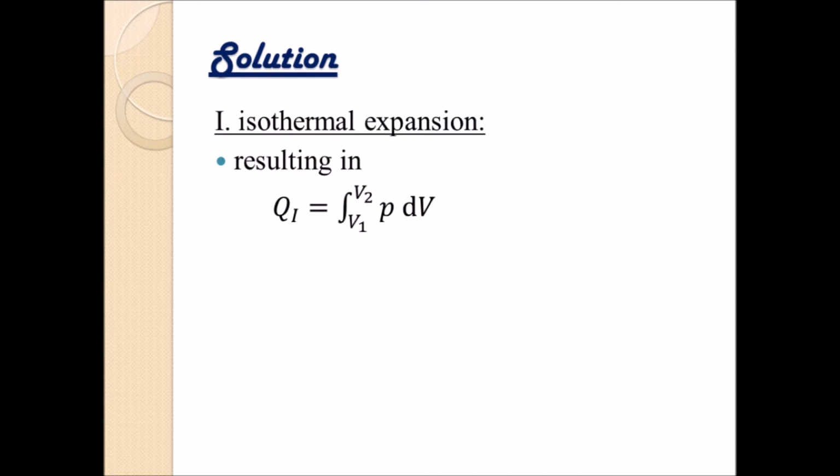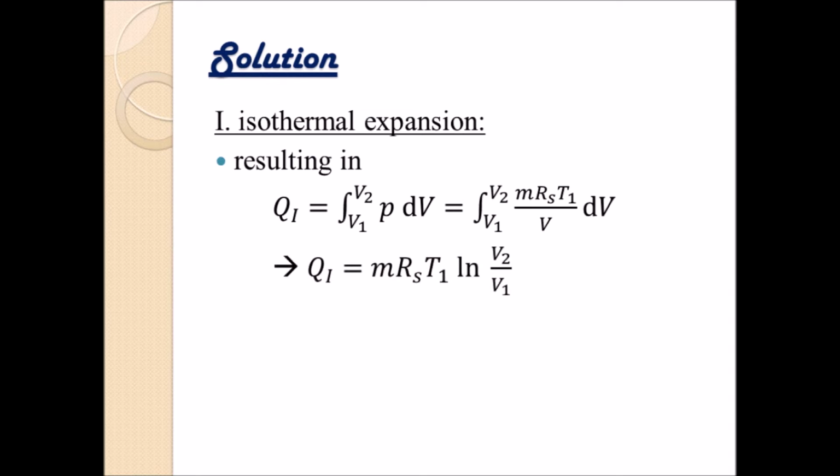We substitute P by m Rs T1 divided by V. And yes, we can actually calculate the integral, right? It's not that bad. m, Rs and T1 are constants. They do not depend on the volume, so we can take them as a prefactor. And the only thing that we have to do is form the integral over 1 over V dV. And this integral is always the natural logarithm of V. And then we have to take the boundaries V1 and V2, and such an integral is always using the ln that we've just calculated, ln V from the upper boundary minus ln V from the lower boundary. So it's ln V2 minus ln V1.